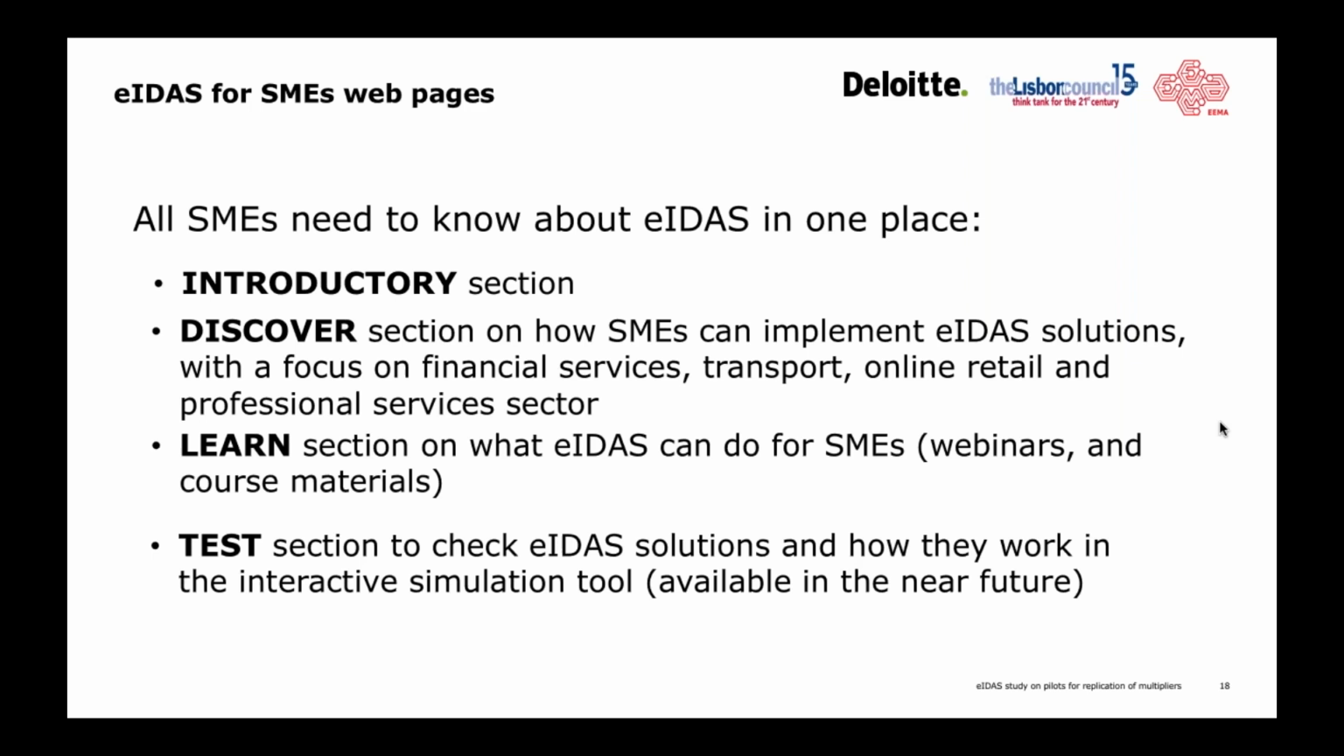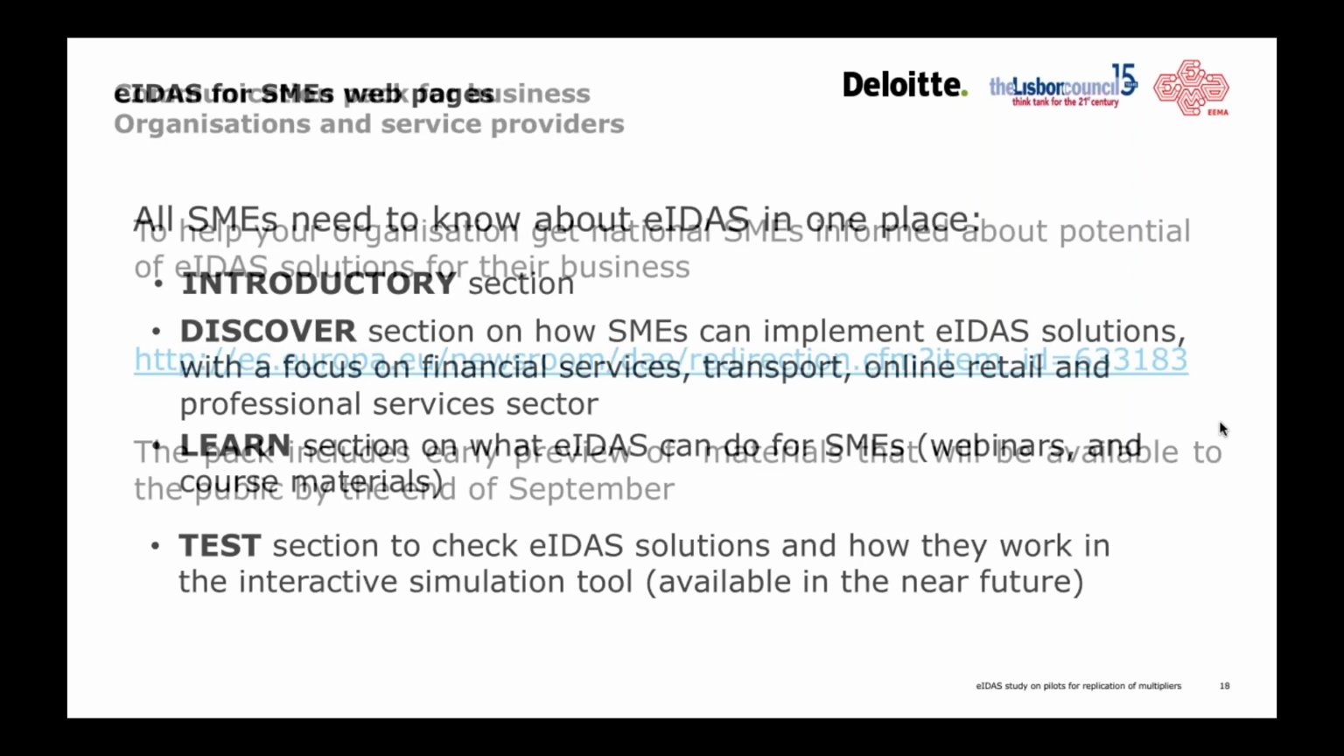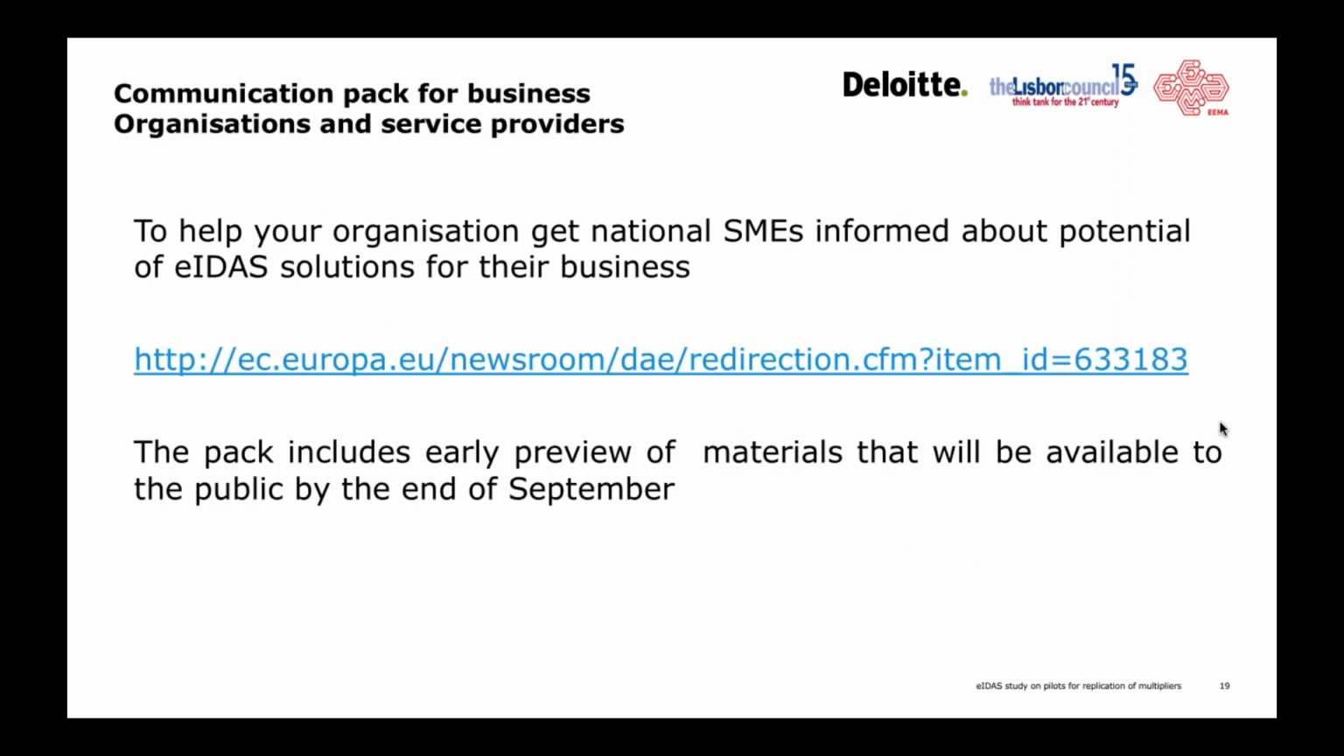So all of the material is hosted throughout these different pages. However, we also hope that you, the multipliers and service providers, will share it with your communities. Hence why we've created a quick pack, an eIDAS pack, for you to easily download all the materials that I'll be mentioning now. On the screen at the moment, you can see the URL where you can download this information. This is actually available now, although it won't be available to the public until the end of September.